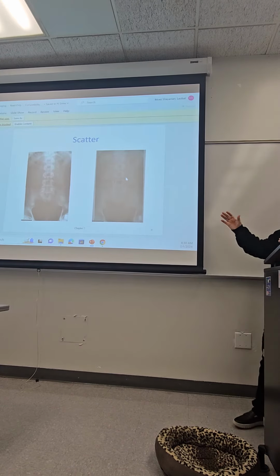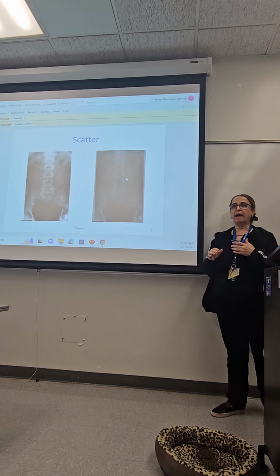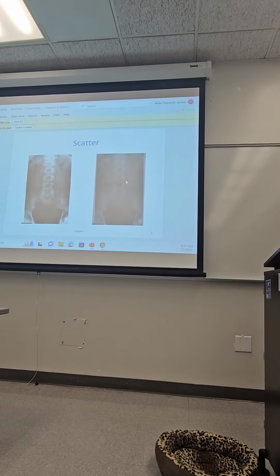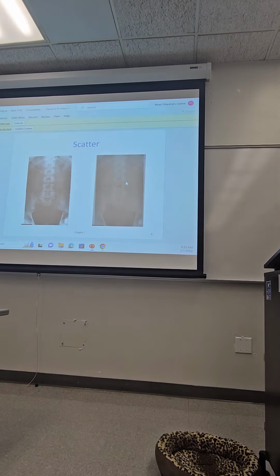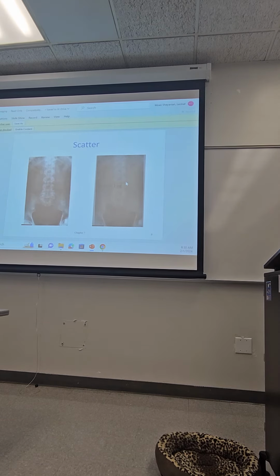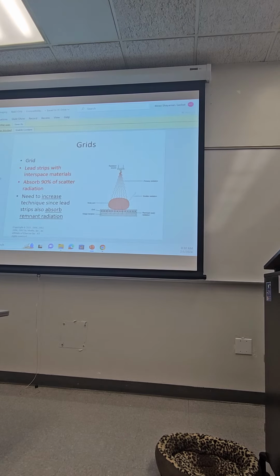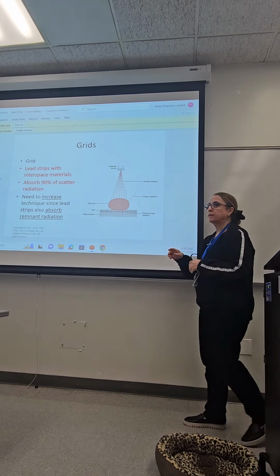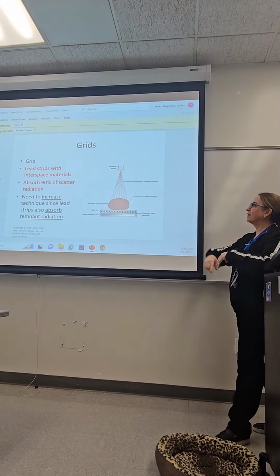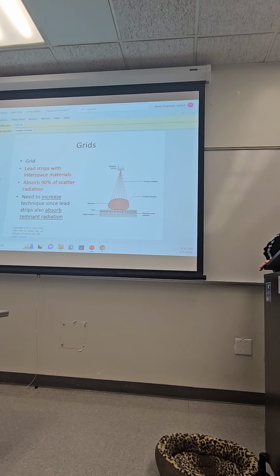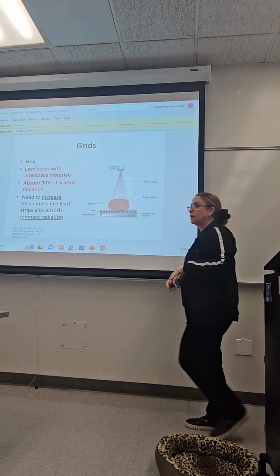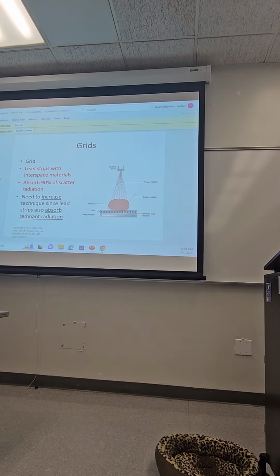So how can we prevent this? There are so many factors, such as technique, but the main factor that prevents scatter is grids. Who's going to read that? My punishment. Grid: what is a grid? Lead strips with interspaced materials absorb 90% of scatter radiation. You need to increase technique since lead strips also absorb remnant radiation. So we use a grid, which is this one.